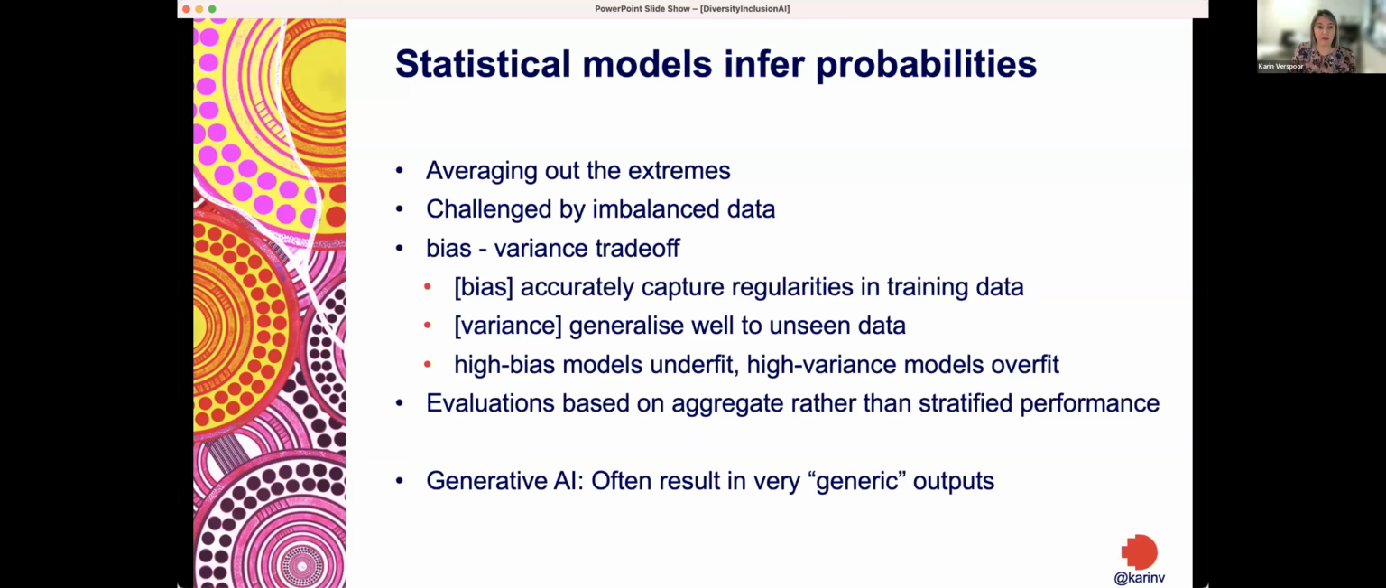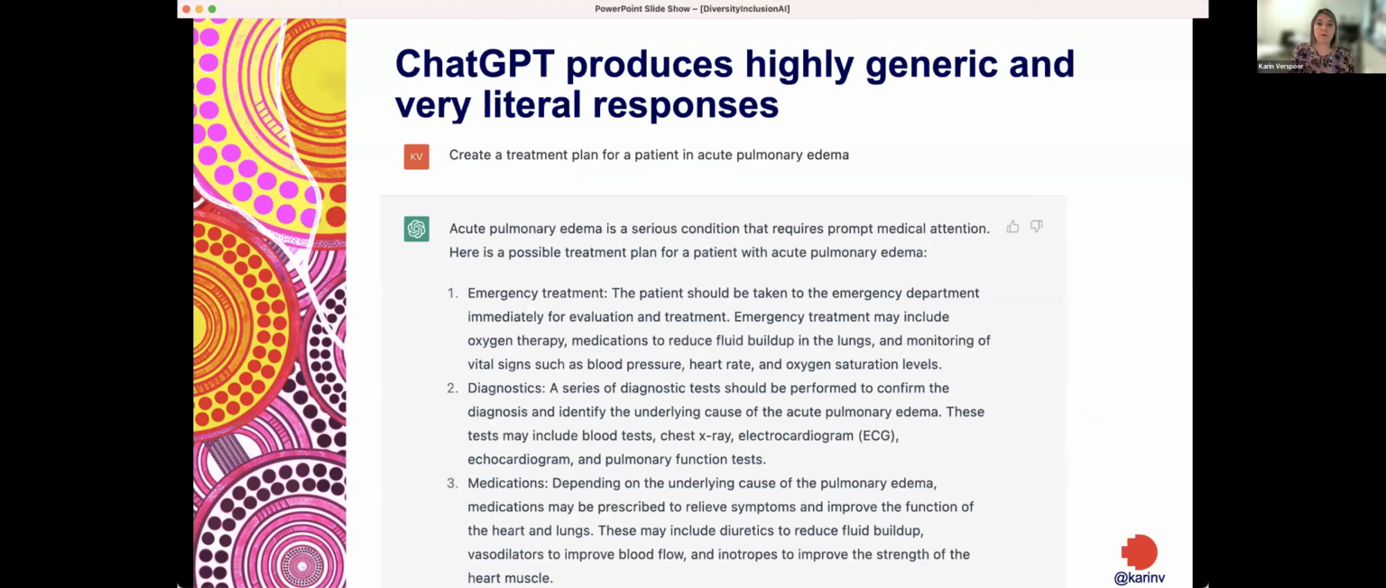And maybe if I have time, I'll come back to the point about generative AI having very generic outputs, because what happens again is that the models are kind of averaging out the extremes, right? We heard a question about outliers. Well, the more outlier things are, the more rare things are, the less likely it is that the model will capture that. Here is a little example just to give you an idea of that, which is from ChatGPT.